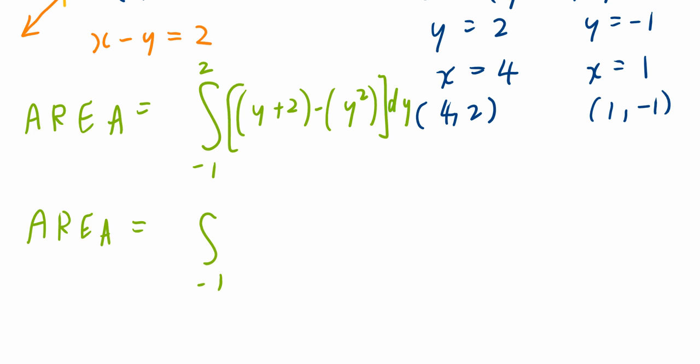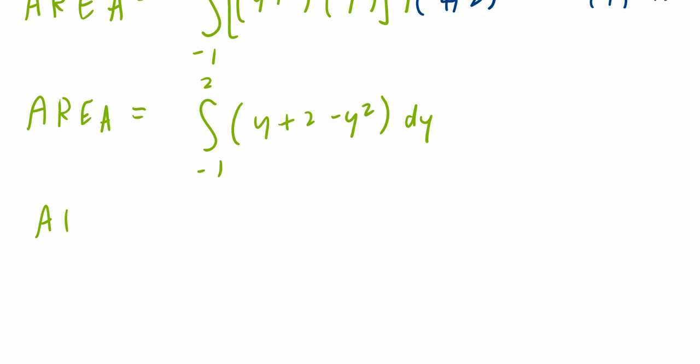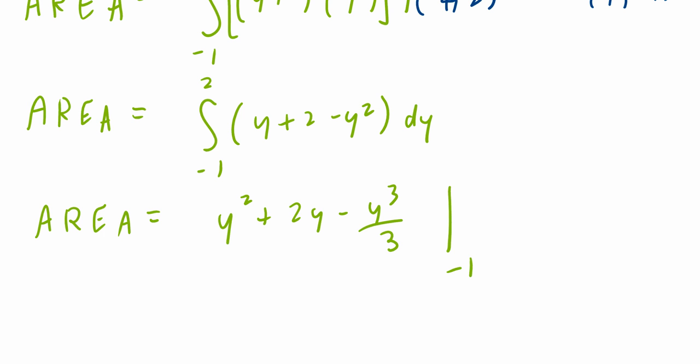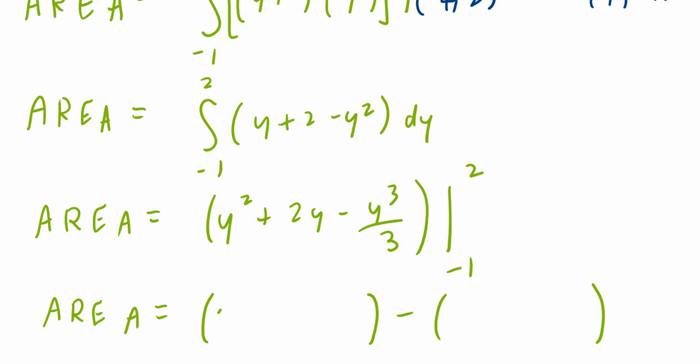First, you can copy everything and collect like terms. So y plus 2 minus y squared in brackets. Integrate this with respect to y. To find the antiderivative, the integration, this is going to be y squared plus 2y minus y to the power 3 divided by 3, evaluated from -1 to 2. Again, you're going to take the difference between the following. First, plug in 2. Minus in brackets, then you plug in -1. Don't forget all the brackets.